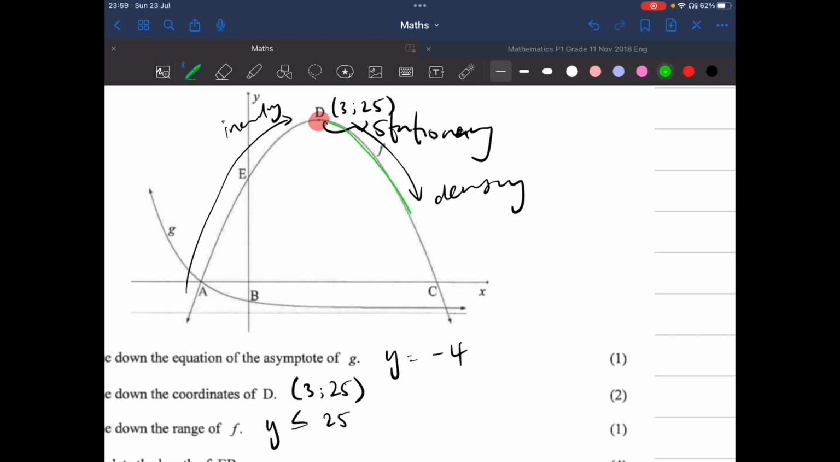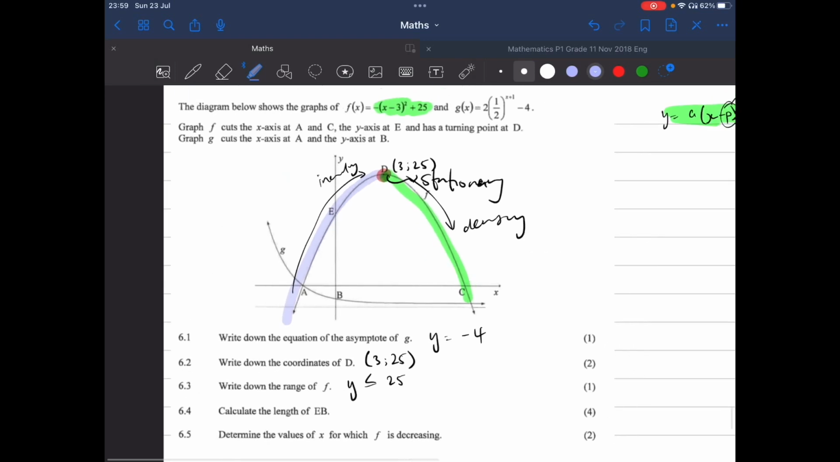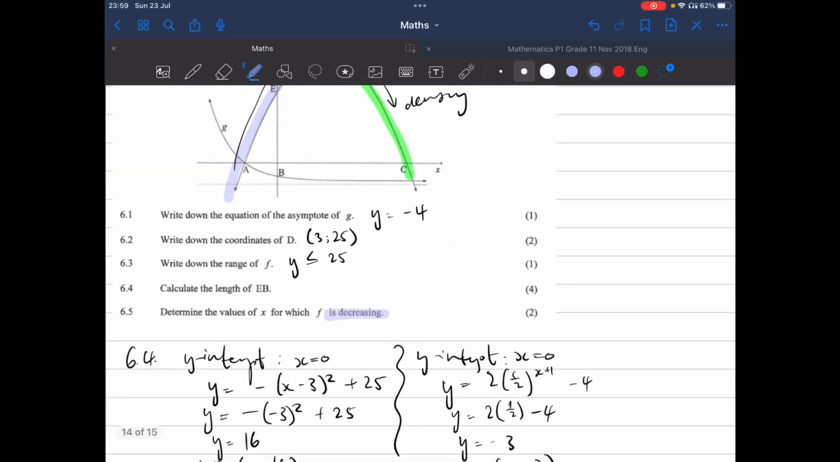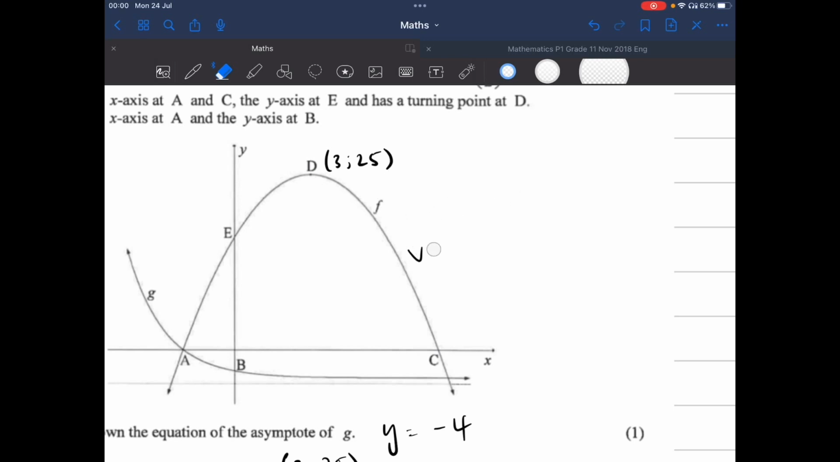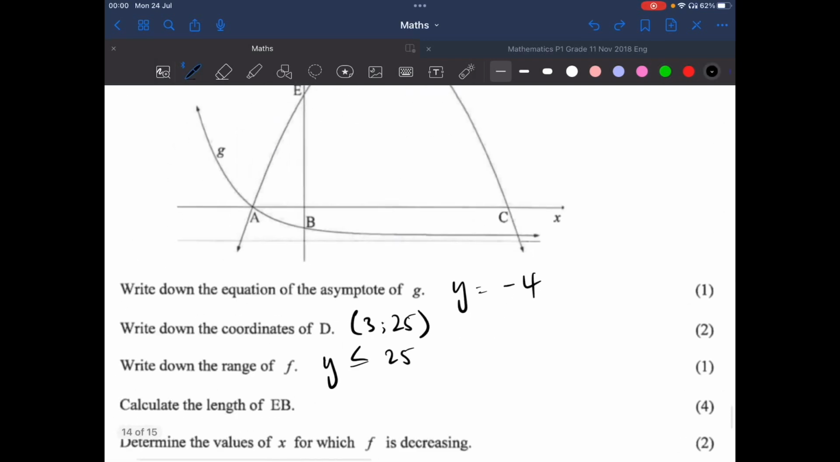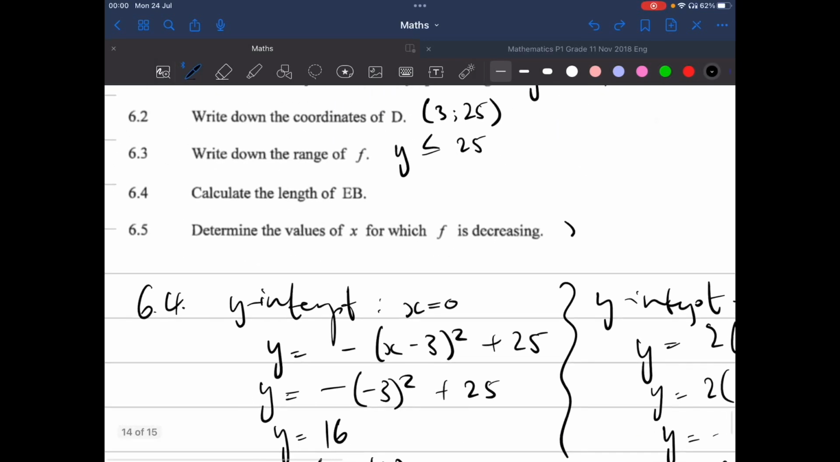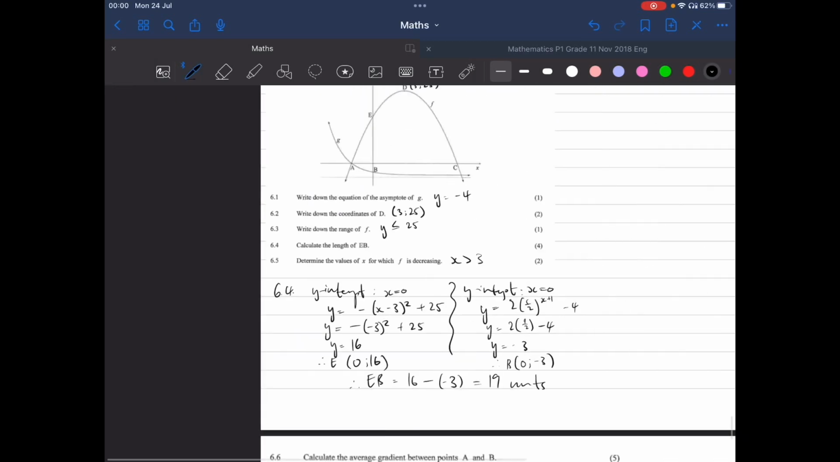Okay, so this is the decreasing part, and this is the increasing part. So the question is saying determine the values of x for which it's decreasing. Okay, so it's decreasing whenever x is greater than 3, right? Because it's moving in this direction then. Okay, so that's our answer then. When x is greater than 3.